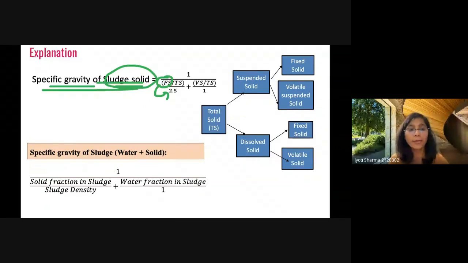But if you want to calculate the specific gravity of sludge, which also has water along with the solid, then this will be 1 divided by (total solid fraction in sludge / sludge solid specific gravity) plus (water fraction in sludge / 1). I have one numerical question at the end on the specific gravity of sludge solid and total sludge. Based on this equation, I think you can solve that, but that is at the end, so don't worry right now.